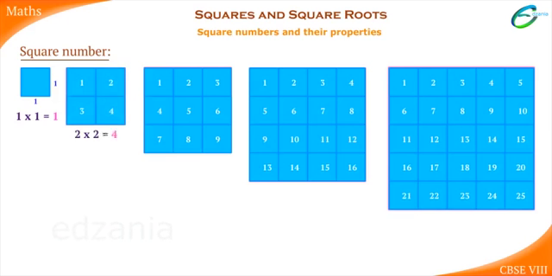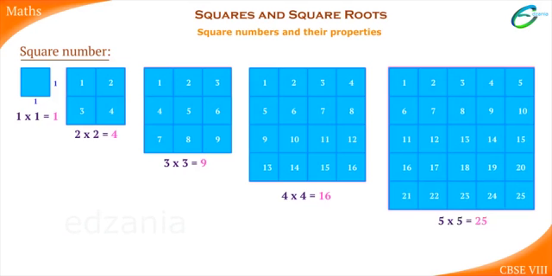In the third case, we have 3 rows and 3 columns. By multiplying 3 by 3, we get 9 stamps. In the fourth case, we have 4 rows and 4 columns. Thus, by multiplying 4 by 4, we get 16 stamps. In the fifth case, by multiplying 5 by 5, we get 25 stamps.